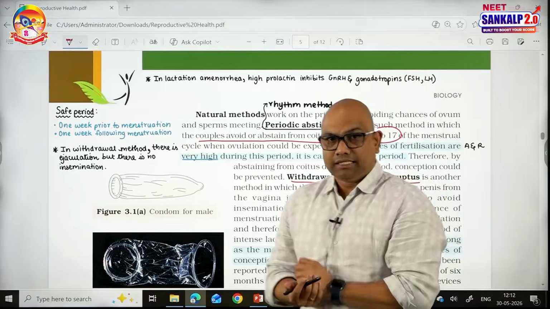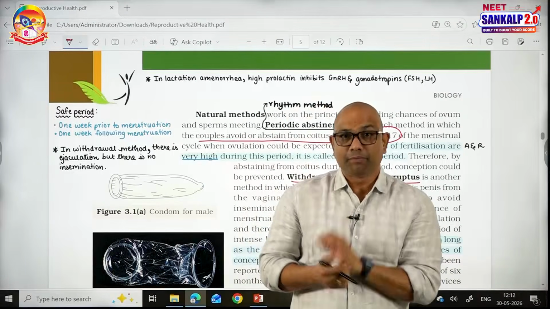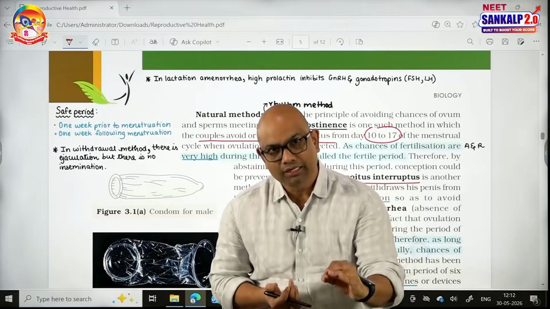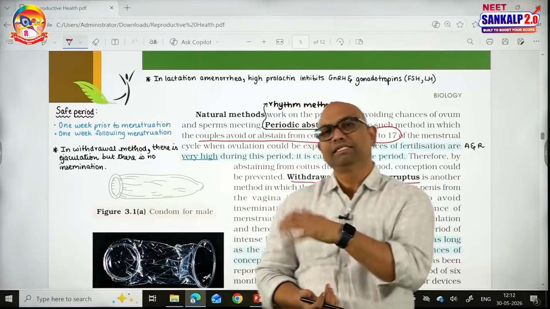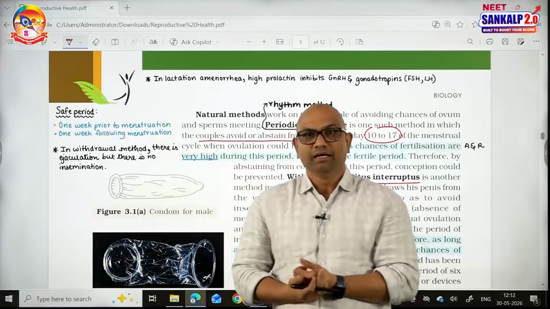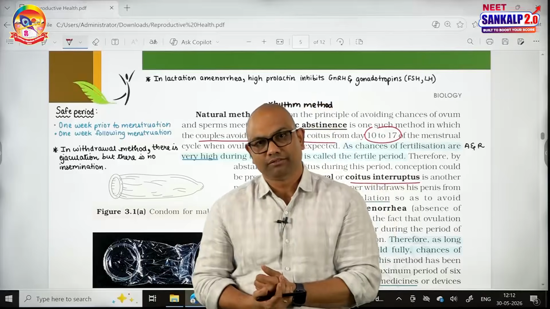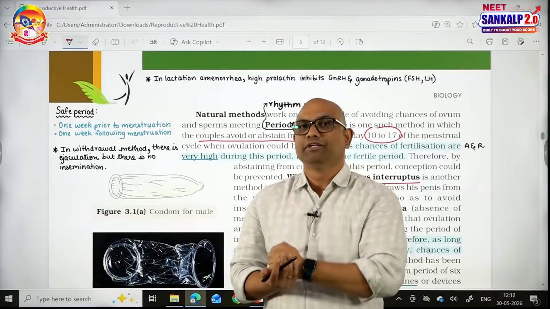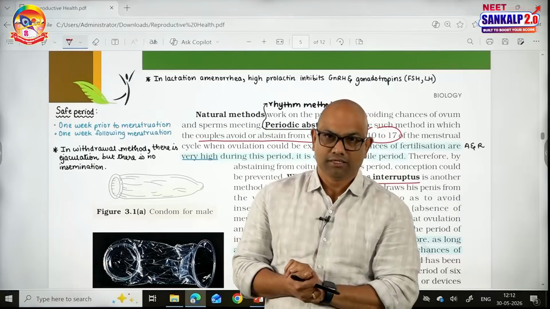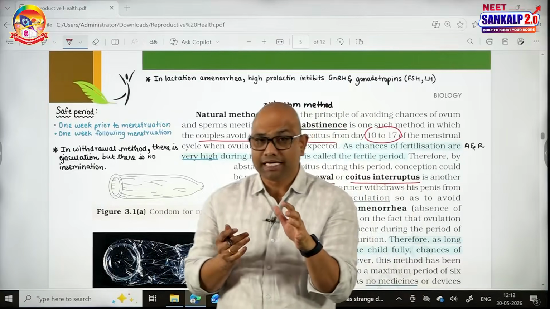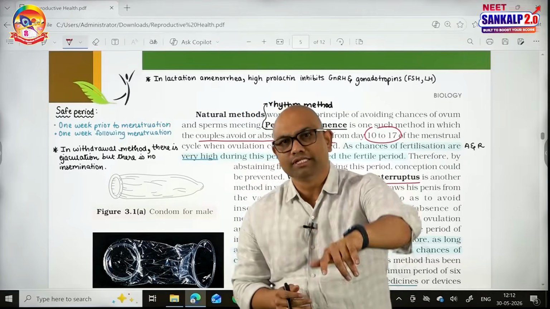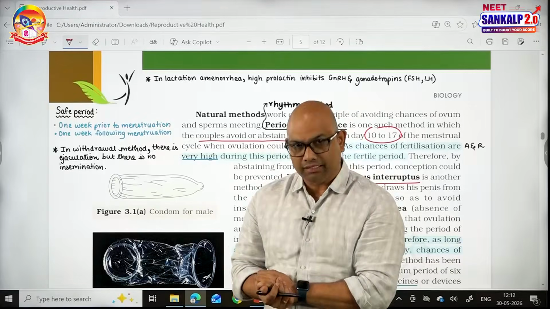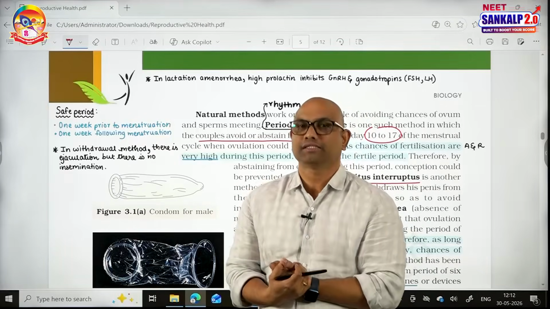The next method is called withdrawal, also called coitus interruptus. In this method, the couple participate in coitus, but the male partner withdraws the penis before ejaculation to avoid insemination. What is insemination? It is the release of semen into the female reproductive tract. To avoid insemination, the male partner withdraws the penis from the vagina during coitus. Remember guys, in this method there is ejaculation but there is no insemination. So as the semen is not released into the female reproductive tract, the chances of fertilization and pregnancy are less.